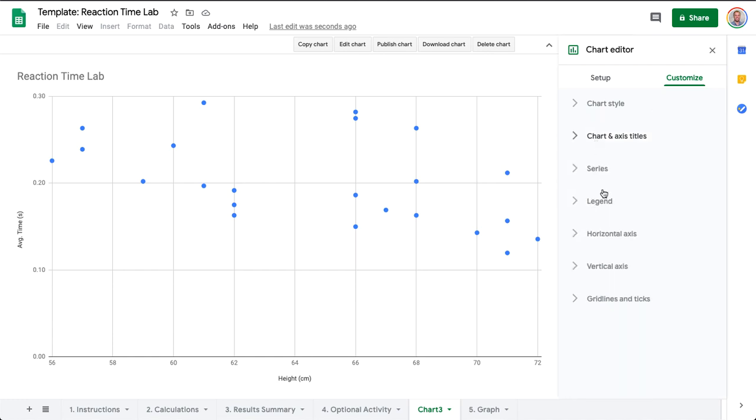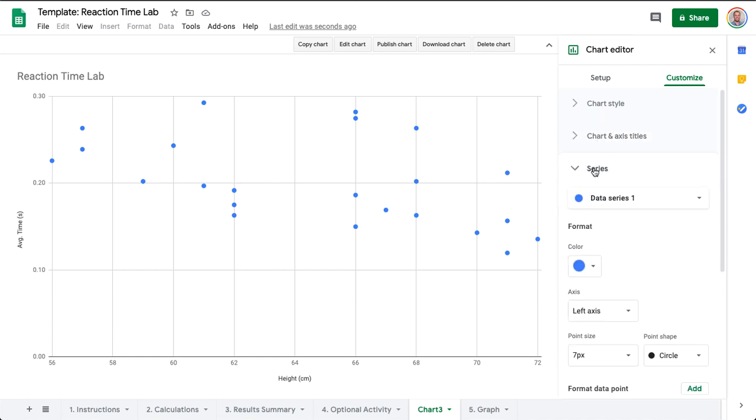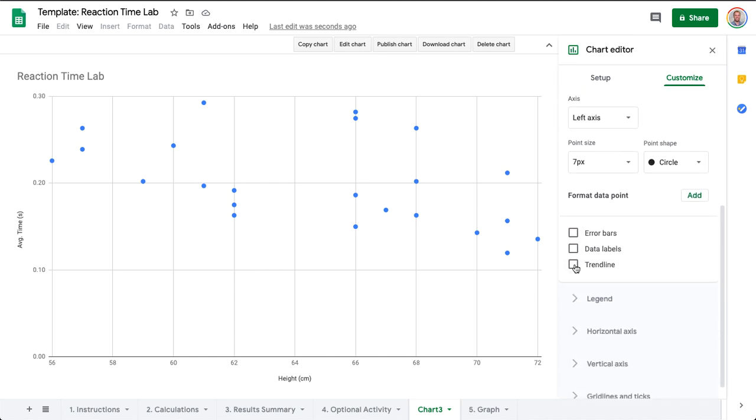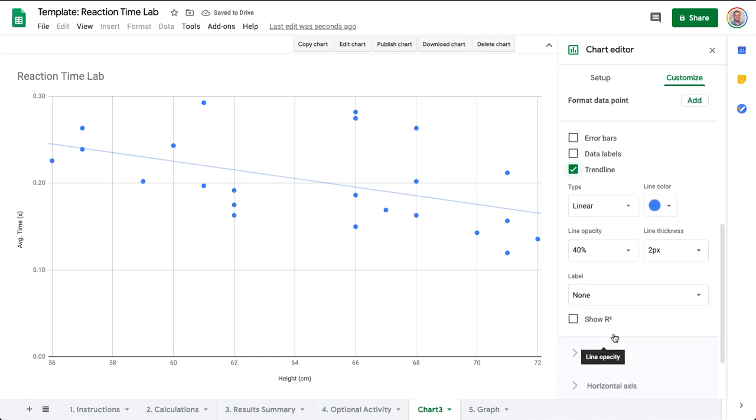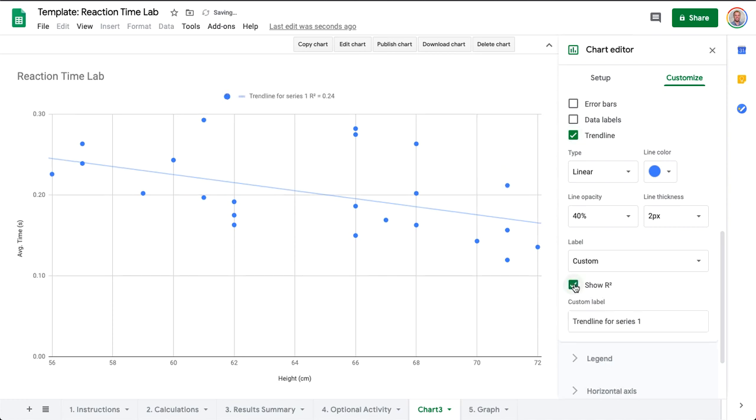The most important thing that I want to introduce is how to add that trend line and the R-squared value. So you click on series, scroll down, select the box next to trend line, and then you'll see you get even more options. You can scroll down here and click show R-squared value. So now, we also want to say that the label uses the equation. So now we've got the equation of our line, y equals mx plus b form, and our R-squared value.